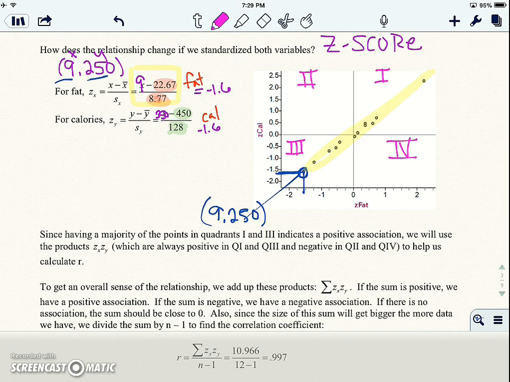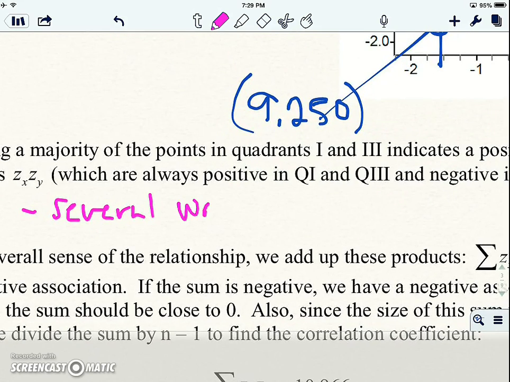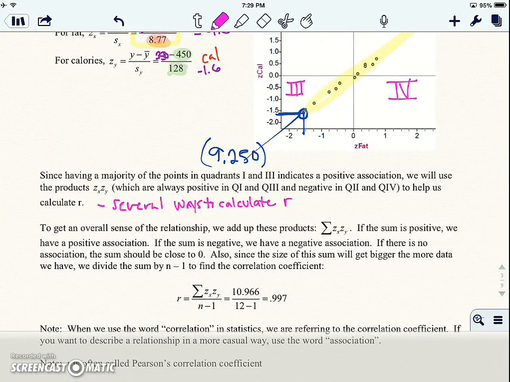And we will use the products of the z-score of x and the z-score of y to help us calculate r. There are several ways to calculate r. And those of you that had me in IB last year, we used a different way. This is the one we will use for AP. In class, I will touch on the other ones, but this honestly is the easiest one as well. So let's do it.